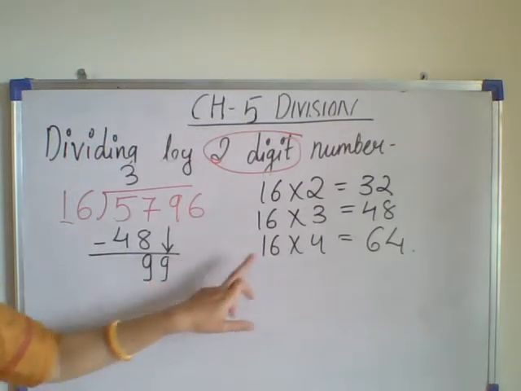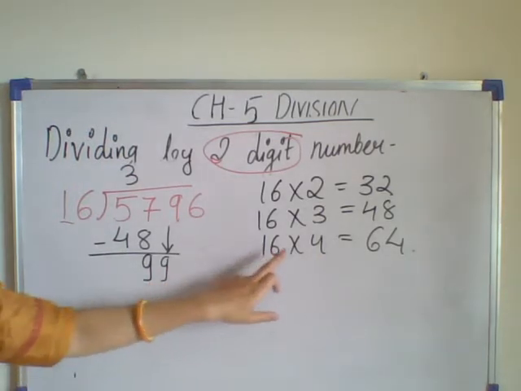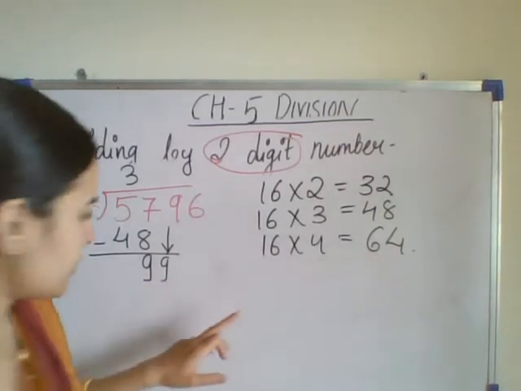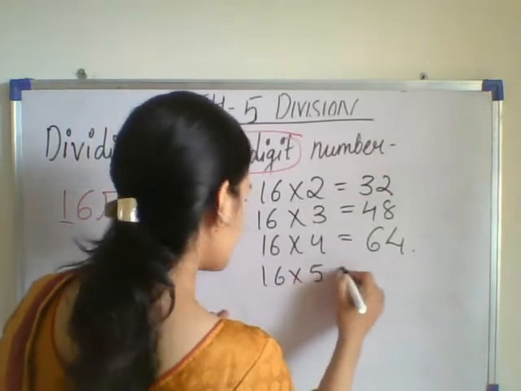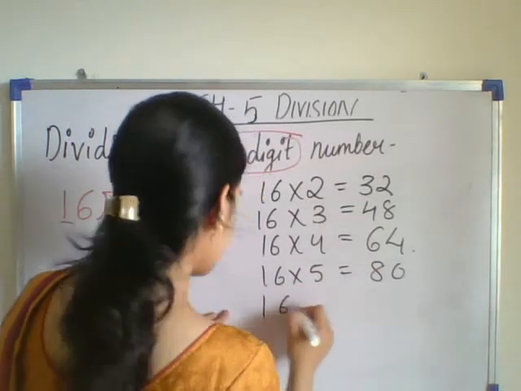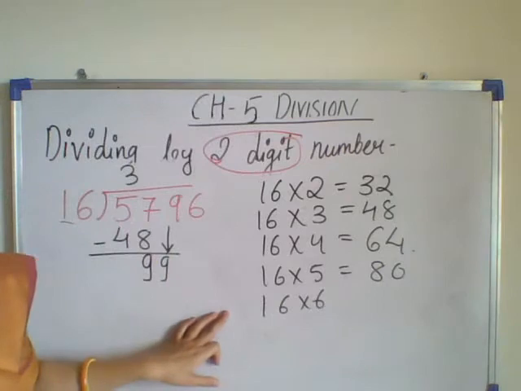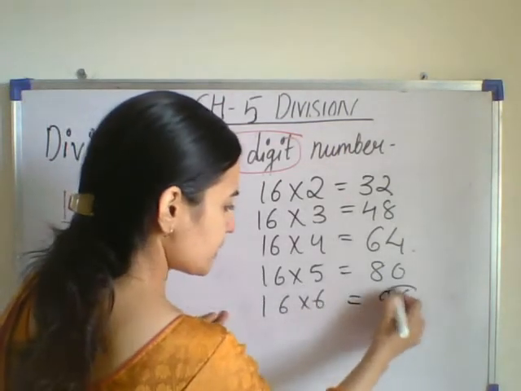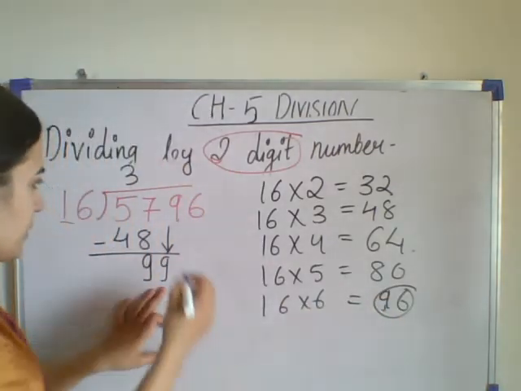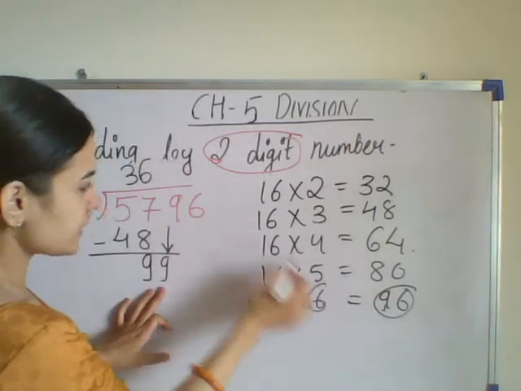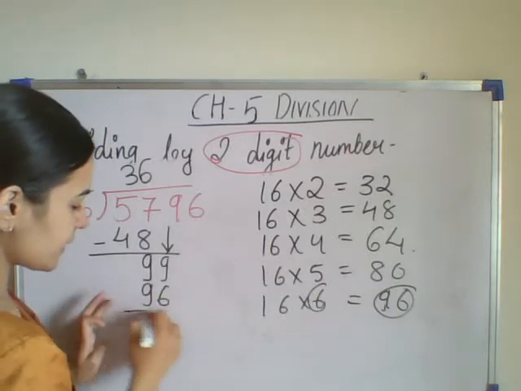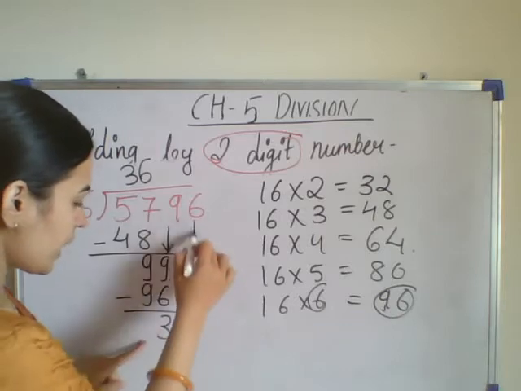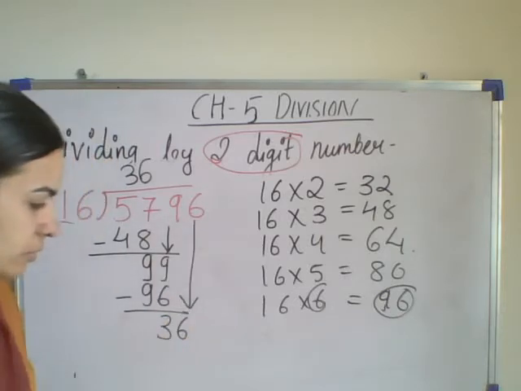Now next we have to look at the table. 16 multiplied by 4 is 64. So 16 5s are 80. 16 6s are 96. Yes, so we can write 96 here. The quotient I am writing here 6 and here I am writing 96. So 99 minus 96 is 3. I will be carrying the next digit down.